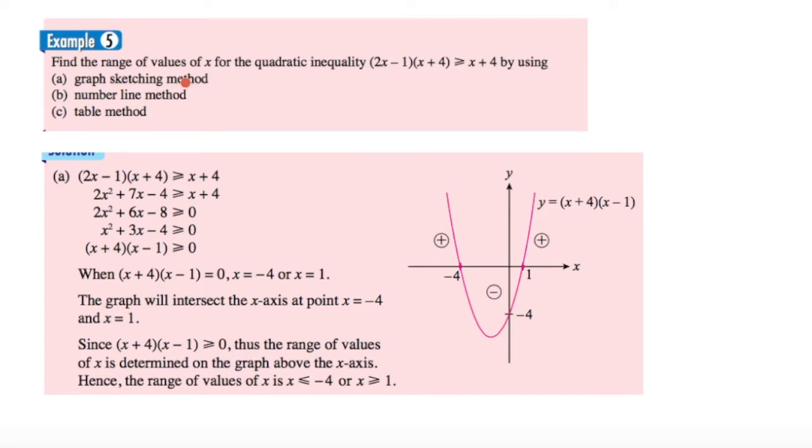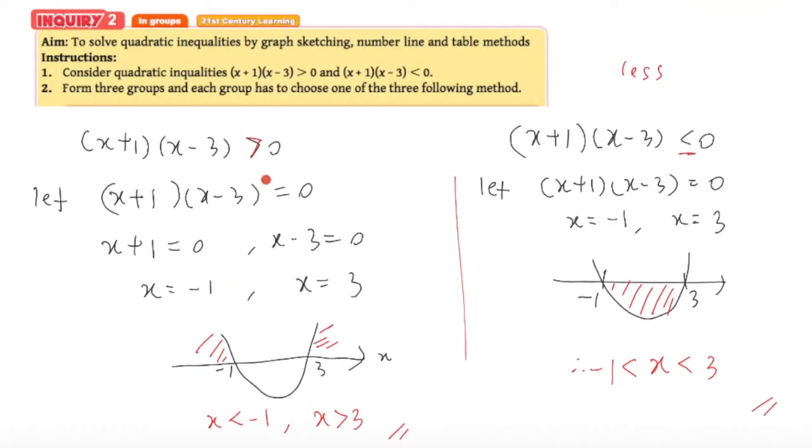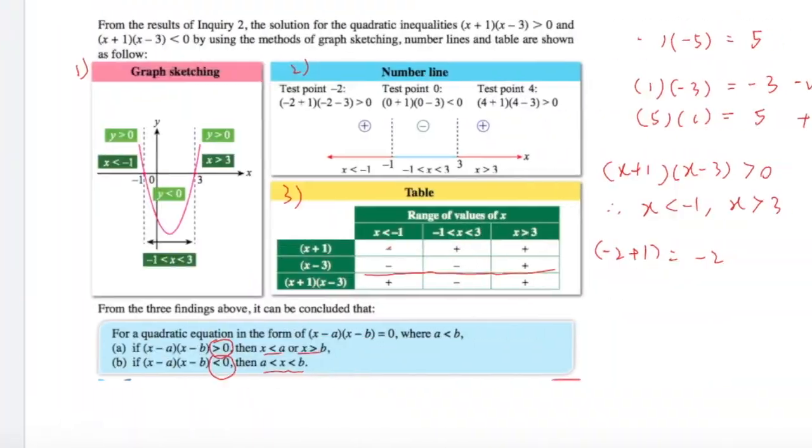Okay, let's see example 5. Find the range of value. Normally the question asks you to find the range of value because the answer must be in the range. For the inequality, this. So you have to make it in general form because you need to solve the quadratic equation to get your x. Then you get your x, then only you can determine the range of value.